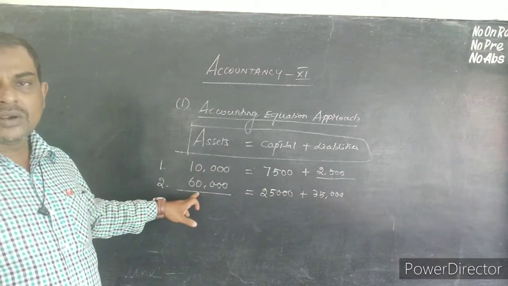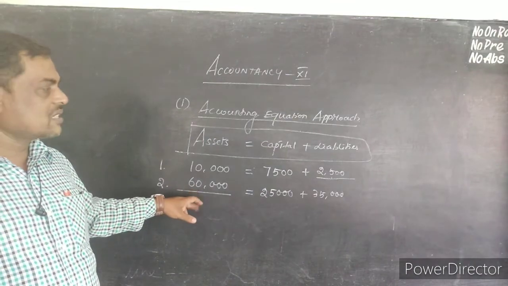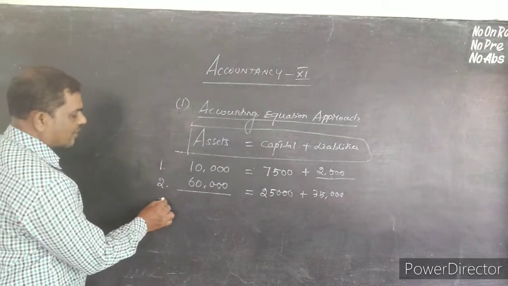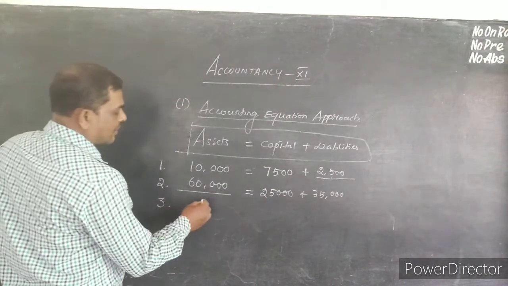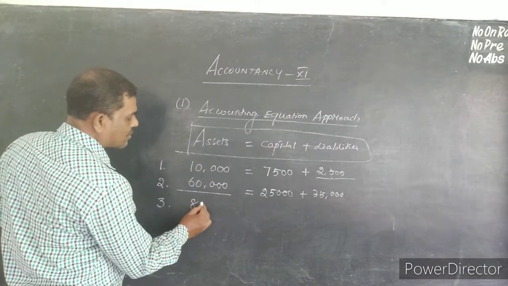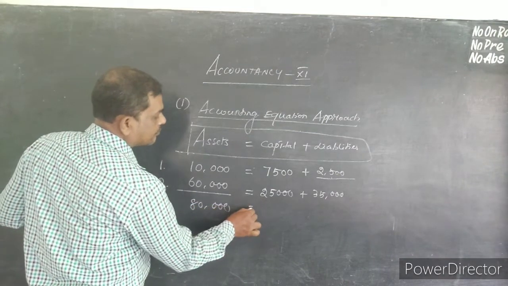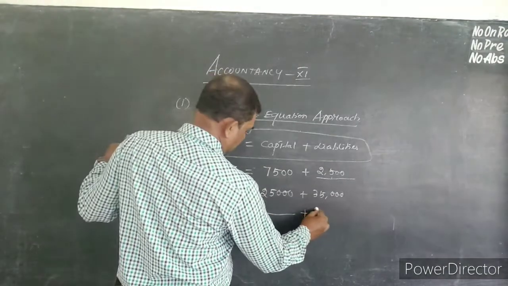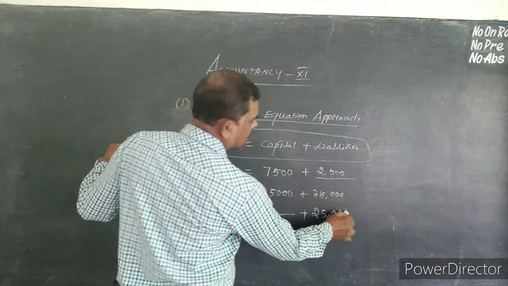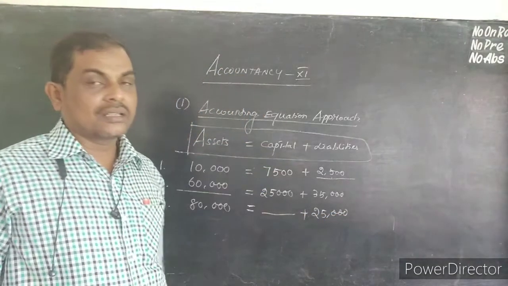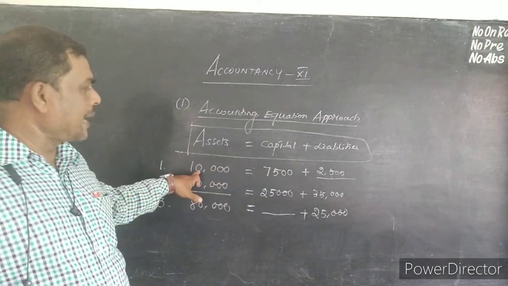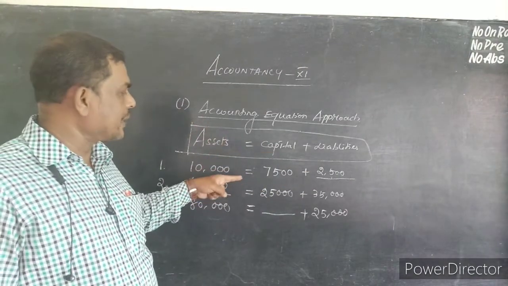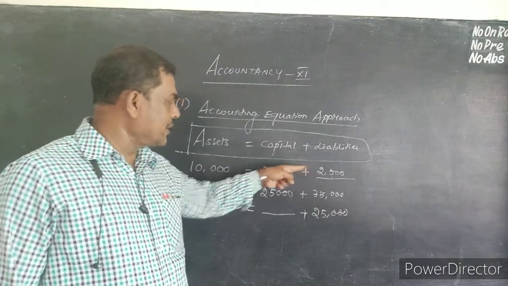In the second sum they missed out the assets. How to find the assets? When we add capital with liabilities, we get the assets. The third one: they will give assets, for example, 80,000 is assets, capital is dash, plus liabilities is 25,000. Now we have to find the capital. If they give the assets and want capital or liabilities, we have to deduct the other item, either capital or liabilities, from the assets.